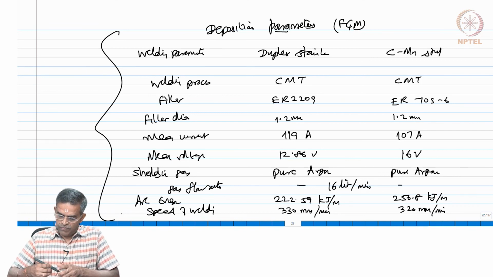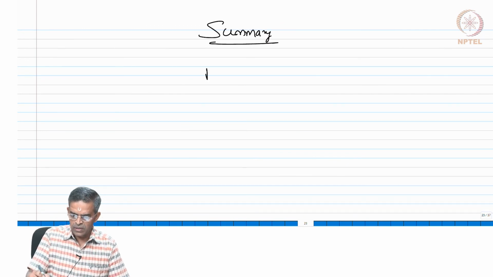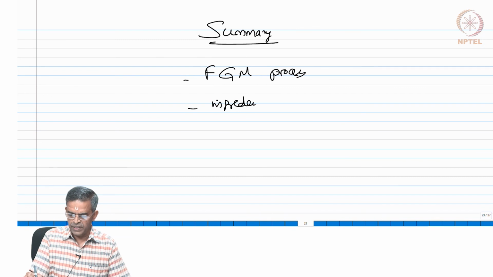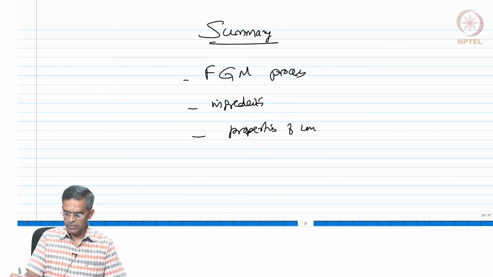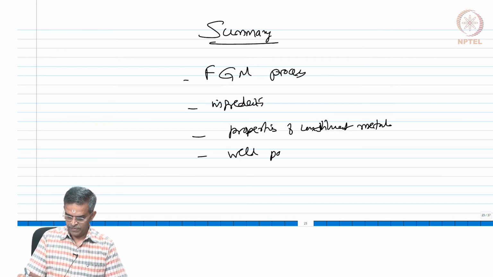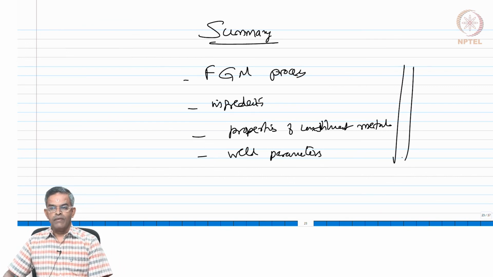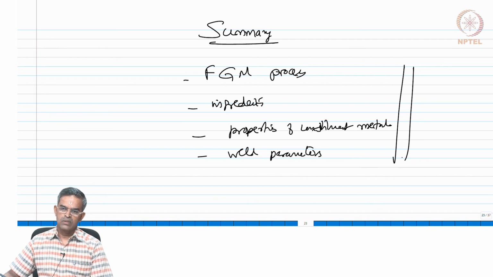So, friends, we have learnt in this lecture more details about the FGM process, the ingredients of the experimental FGM we made, the properties of the constituent metals and weld parameters. In the next lecture we will discuss in more detail the welding process, fabrication of FGM and the mechanical and structural properties of the fabricated FGM, and compare it with the parent metals and see how they have improved when FGM is formulated.